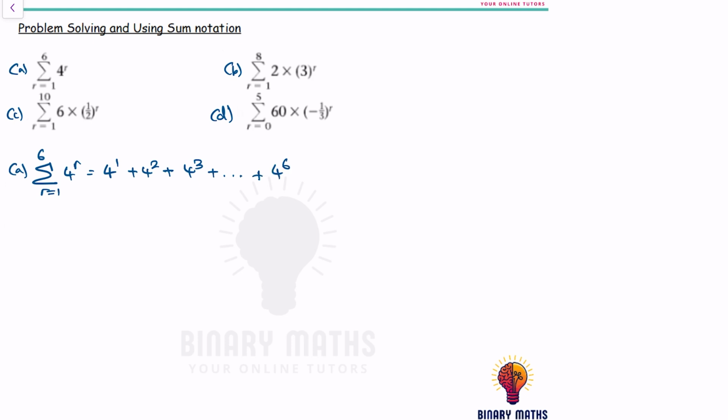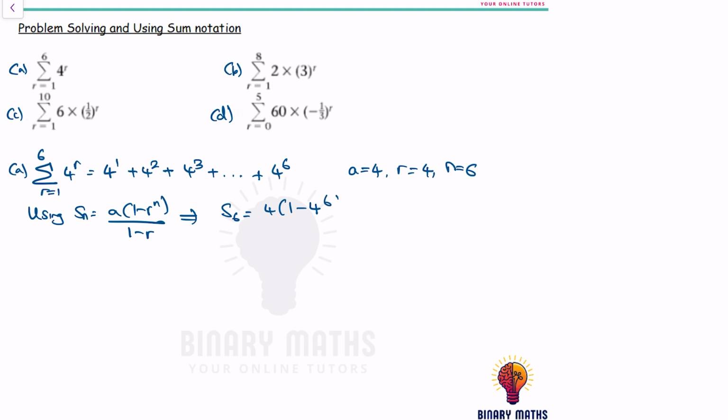In this case, we have a is equal to 4, because that's the first term, 4 to the power of 1. r must be equal to 4, because we're multiplying by 4 each time to get the next term. And n is equal to 6 terms. So using Sn is equal to a times 1 minus r to the power of n over 1 minus r, we get S of 6 is equal to 4 times 1 minus 4 to the power of 6, all over 1 minus 4, which gives me, in my calculator, 5460.